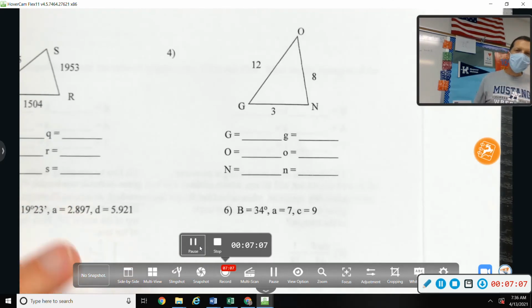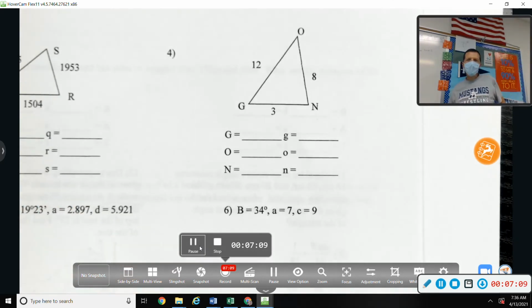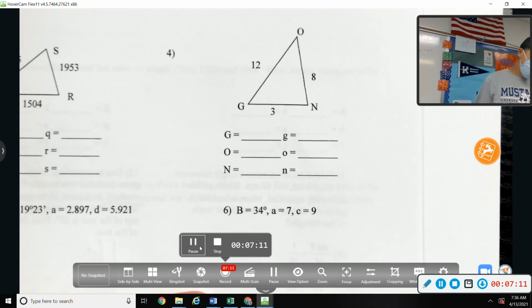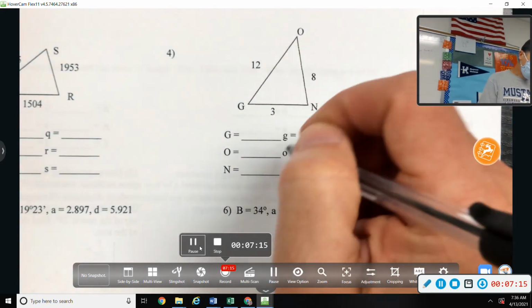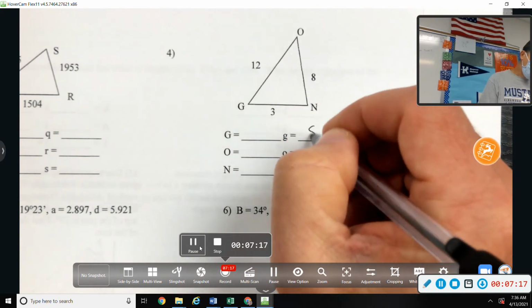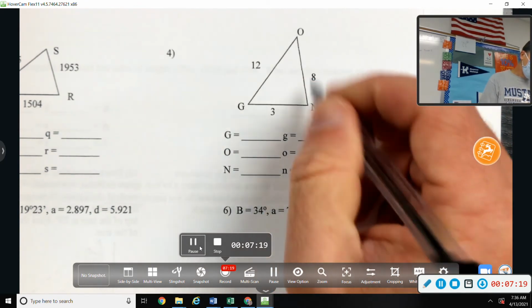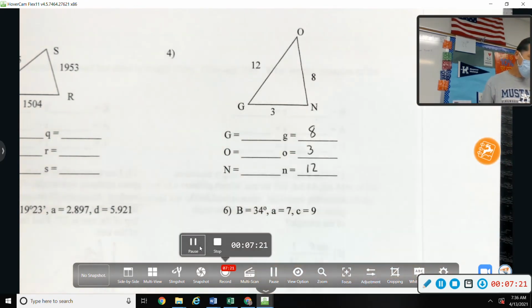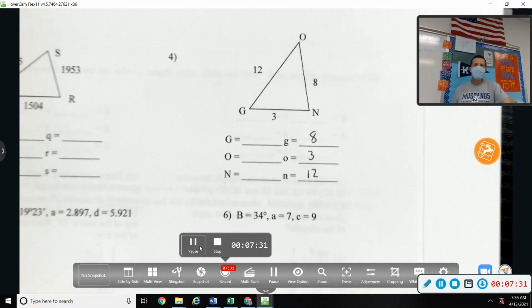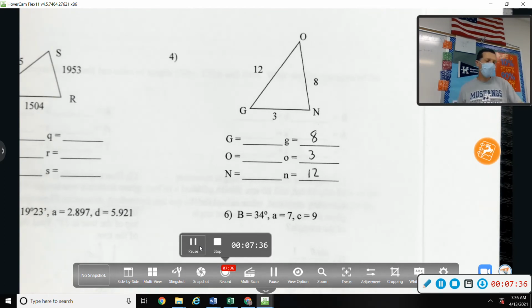Let's look at number 4. Triangle GON, G-O-N. Let's see. G is 8, N is 12, O is 3. Which angle would you like to find first? Do you have a preference? It doesn't really matter. We'll just do G. It's first on the list.